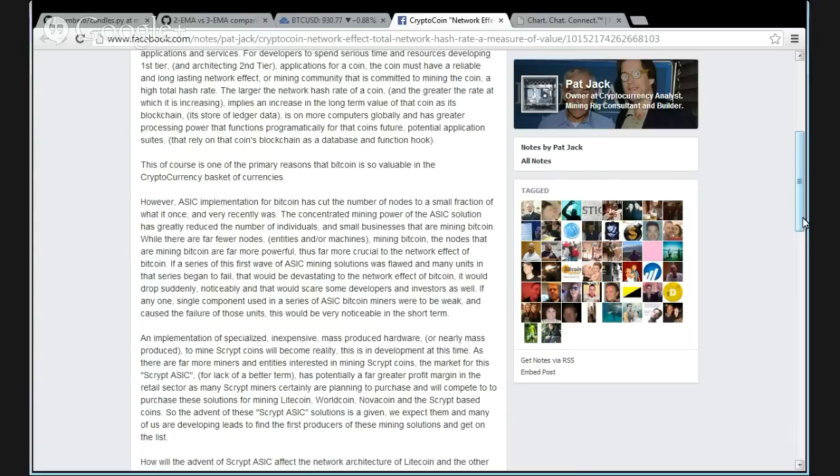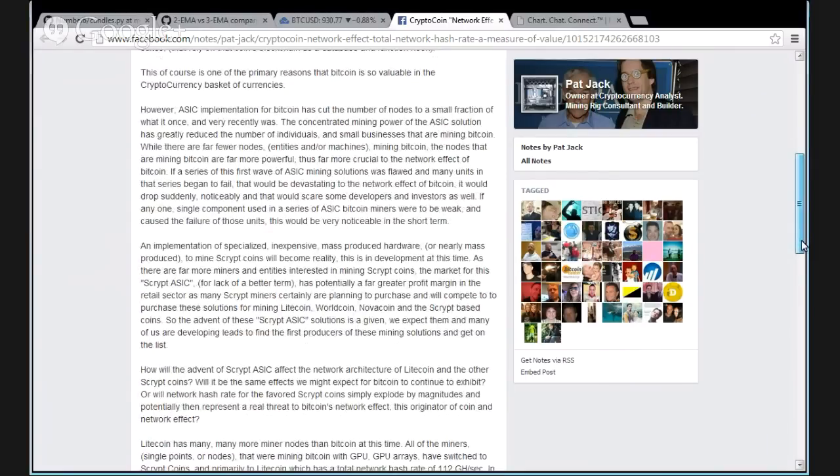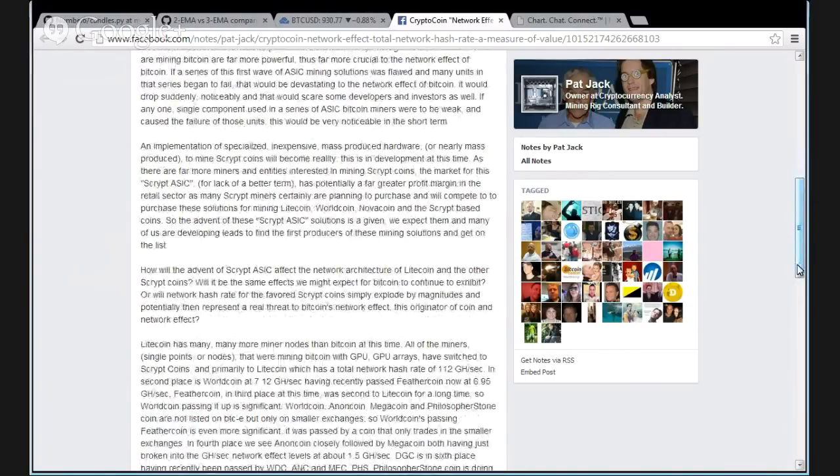It would drop suddenly, noticeably, and that would scare some developers and investors as well. If any one single component used in a series of ASIC Bitcoin miners were to be weak and caused the failure of those units, this would be very noticeable in the short term. An implementation of specialized, inexpensive, mass-produced hardware, or nearly mass-produced, to mine scrypt coins will become reality. This is in development at this time, as there are far more miners and entities interested in mining scrypt coins.